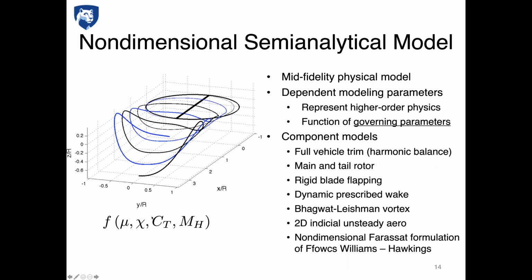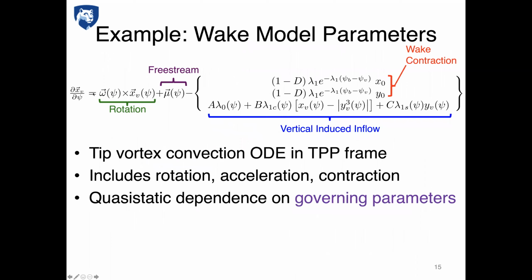The core of this model is an analytical model, which is non-dimensional, and it really represents, to first order, the governing physics of the Blade-Vortex interaction noise problem. There are models for vehicle trim, blade flapping dynamics, acoustic propagation, and the wake itself, which is going to give us our Blade-Vortex interaction noise. To give you an example for the wake, here's the ordinary differential equation that represents the convection of the wake from the rotor blades. We have aspects in there for the rotation of the vehicle, for the velocity of the vehicle, and for the flow that's induced by the rotor on the vortices.